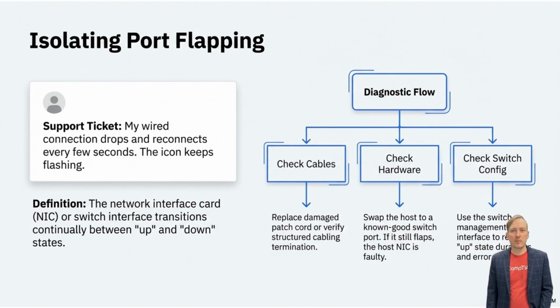First, check cables and replace any damaged patch cords or verify structured cabling termination. Second, check hardware by swapping the host to a known good switch port. If it still flaps, the host NIC is faulty. Finally, check the switch config using its management interface to review up state durations and error rates.